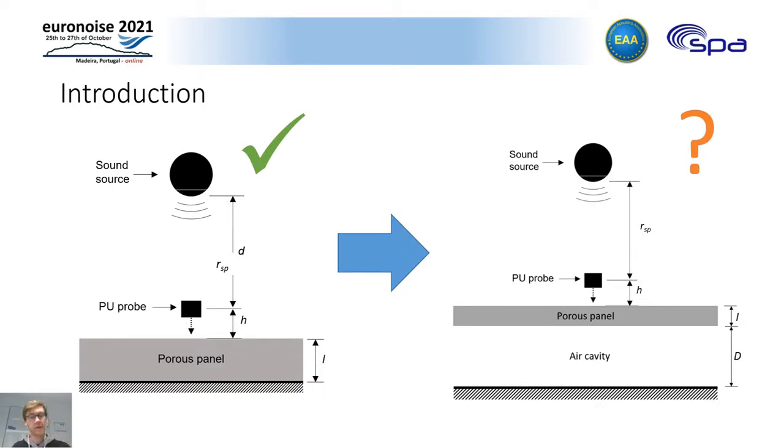Once the case of a porous layer with a rigid backing was tackled, our next step for this research was to figure out whether or not this method could also be applied to systems where the porous panel is backed by an air cavity, which is, for example, typically found in suspended ceilings. And so that is the motivation for this research.